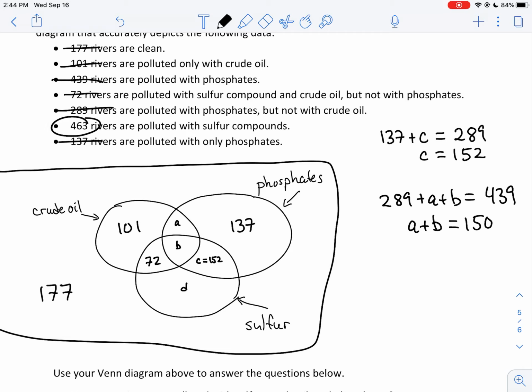And let's now look at this last information. 463 rivers are polluted with sulfur compounds. Okay, so the sulfur compounds are the sum of these four numbers. So we have 72 plus 152 plus B plus D has to be equal to this 463. And that uses up that information.